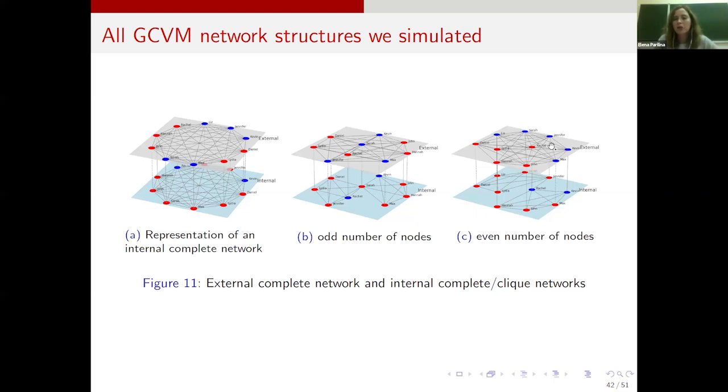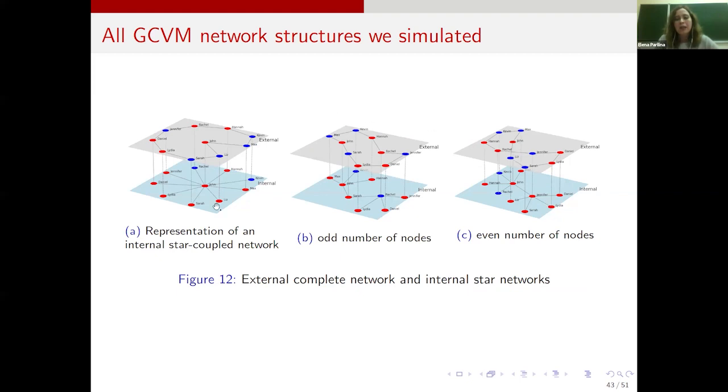The next group of structures is external complete and internal complete. Here also the external network is complete, but the internal network is a clique network with an odd number of nodes and an even number of nodes.